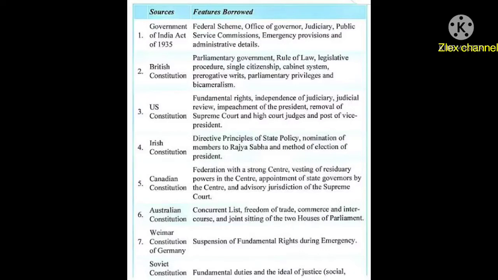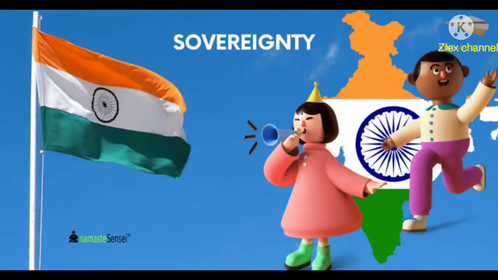Friends, now let us learn about the preamble. The Indian Constitution begins with an introduction called the preamble, which states the ideals that the nation should follow. It states the aim and objectives of the constitution. Now let's study each of the following. First, sovereignty. Sovereignty refers to the freedom to govern oneself within a territory and to be free from any external control.